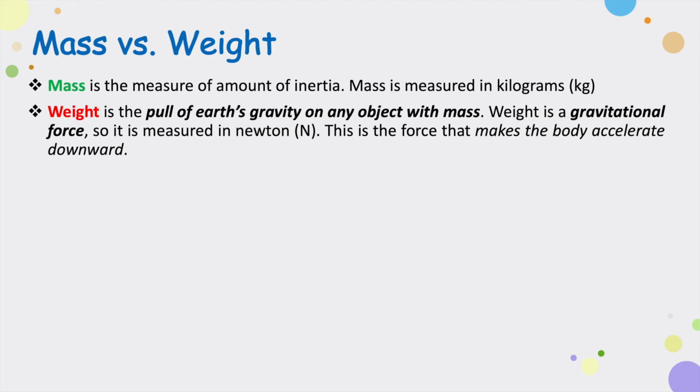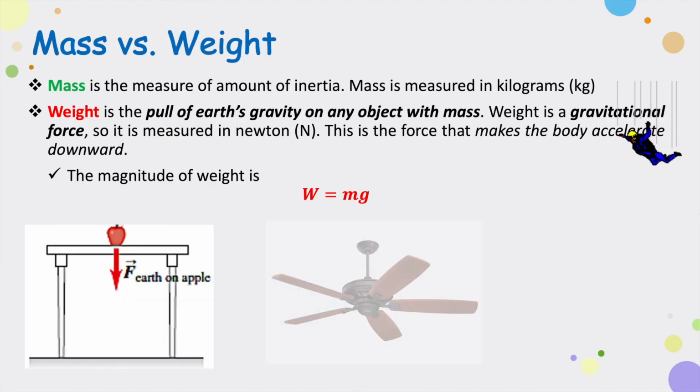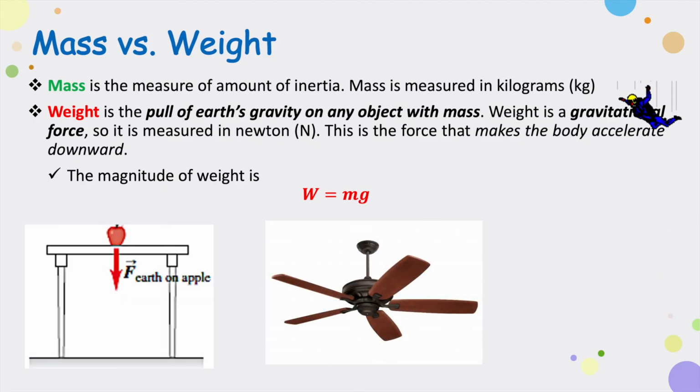But when we say weight, it is simply ang pull of the Earth's gravity on any object nga naay mass. So for example, ang equation niya is simply mg. And take note that g is the acceleration due to gravity. So ang magnitude kay 9.8 meters per second squared. So for example, here I have a ceiling fan which has a mass of 1 kilogram. So ang tendency is that its weight is simply equal to 9.8 newtons.